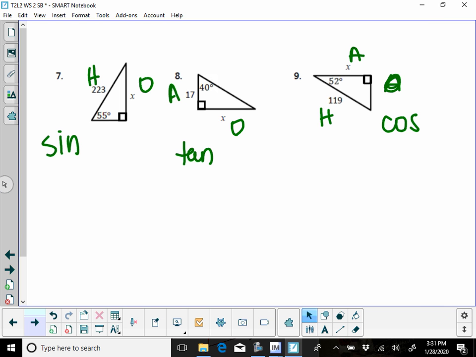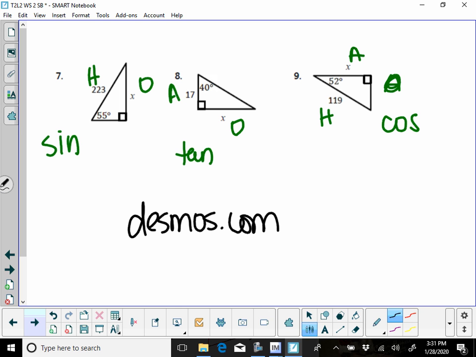Now, also do remember, real quick, if you do not have a calculator that will do this at home, you can use desmos.com. I'm going to show you that. Hopefully tomorrow I'll remember to show you that in class. And whenever I do that, you'll see you can use that. So don't say you can't do it because you didn't have a calculator.